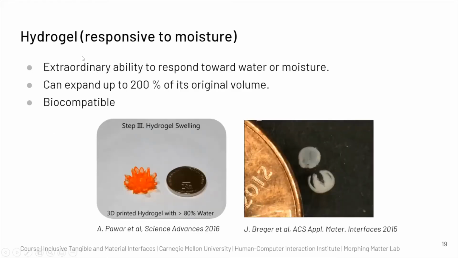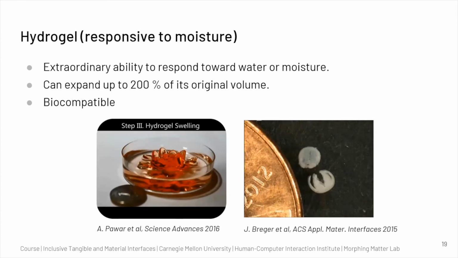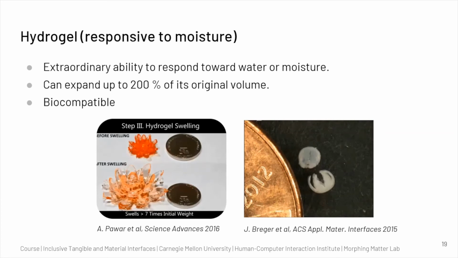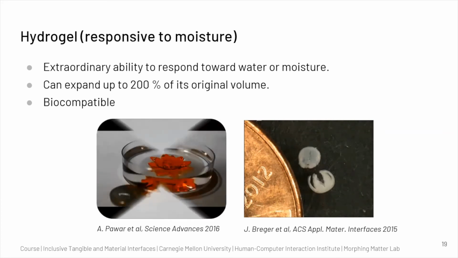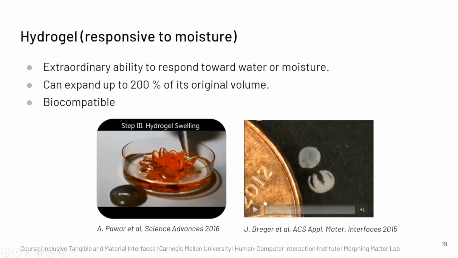The first one I will talk about is the hydrogel responsive. Here you have a material which has polymers, and it also contains a high content of water. Here I'm giving an example of a 3D printed hydrogel flower. This is 3D printed using the DLP technique, and when you soak it in water, over time you see that it expands. Here it grows in volume. In this case specifically, it is 7 times the original weight, and you can also have materials that can expand up to 200% of this volume. The biggest advantage of these materials is that they are biocompatible. That means they can go inside the body and can be used in vitro and in vivo.